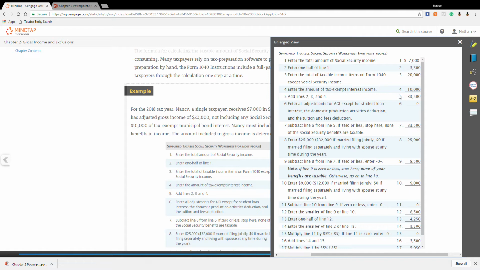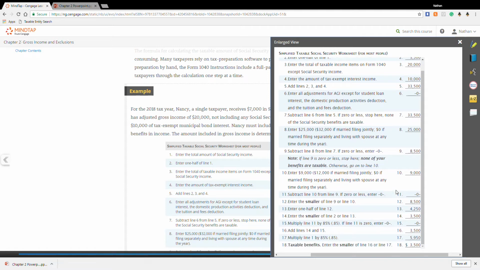Line 4, we now enter 10,000 for tax exempt. So in reality, she had 33,500. Enter all adjustments from AGI except for student loans. So these are all our deductions. She had none. So it's basically 33,500 versus 25,000, because that's our limit. So we know we're 8,500 over.